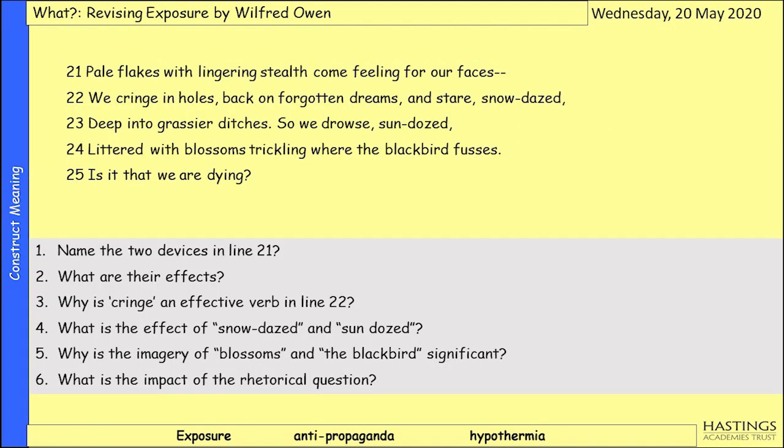Stanza 5. Pale flakes with lingering stealth come feeling for our faces. We cringe in holes, back on forgotten dreams, and stare, snow-dazed, deep into grassier ditches. So we drowse, sun-dozed, littered with blossoms, trickling where the blackbird fusses. Is it that we are dying? Pause the video now and attempt the questions below.